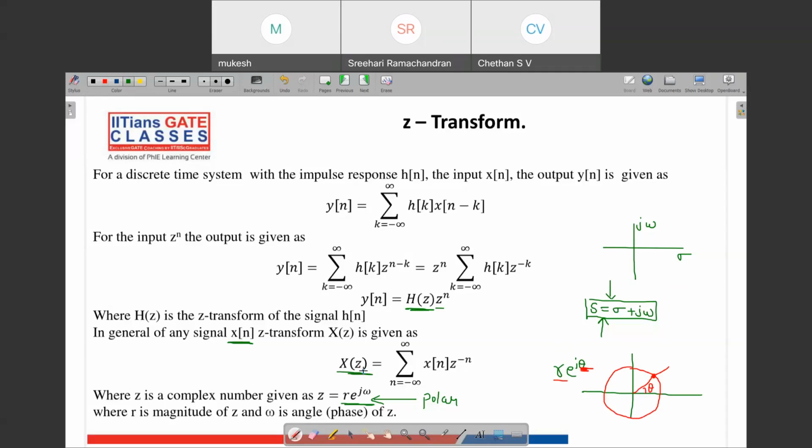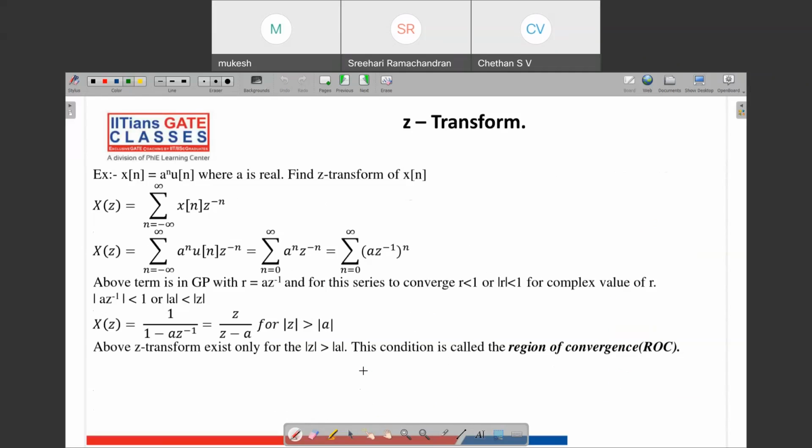Now let's go to the Z transform and see how we calculate the Z transform of a discrete time signal. I have taken an example of a to the power n u of n, where a is a constant, a real number, not complex, and not a variable. Now let's calculate the Z transform. We have the Z transform formula, summation n equal to minus infinity to infinity x of n z to the power minus n, and we replace x of n with a to the power n u of n.